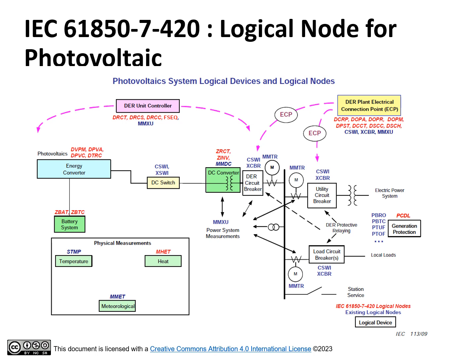Several meters are used to monitor PV power production, utility energy, and load consumption. The PV system is monitored and controlled using a DER unit controller. In the next slides, all logical nodes and logical devices will be explained in detail.